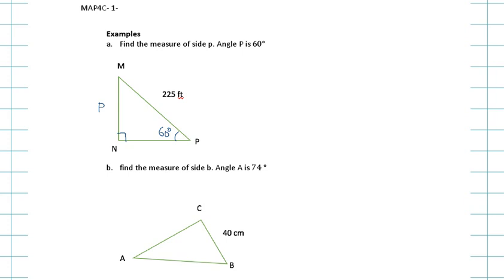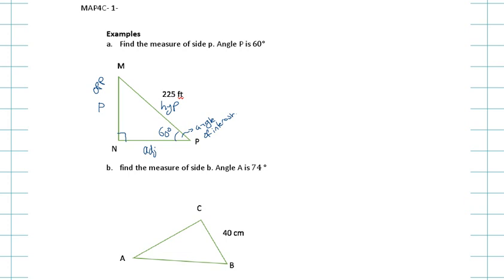What's my angle of interest? Because that's the one that's given to me. So this is my angle of interest. Now, which one is my opposite? And then right away that tells me which one is my adjacent. So far I've named my triangle. Good. I like it.